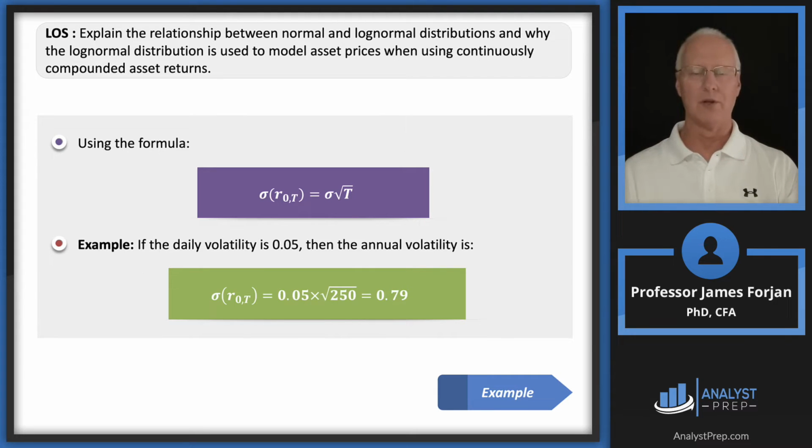All right, so all we're going to do is, what did my colleague say? Standard deviation moves through time at the square root. So if daily volatility is 0.5, then for annual volatility, we just take the square root of 250.